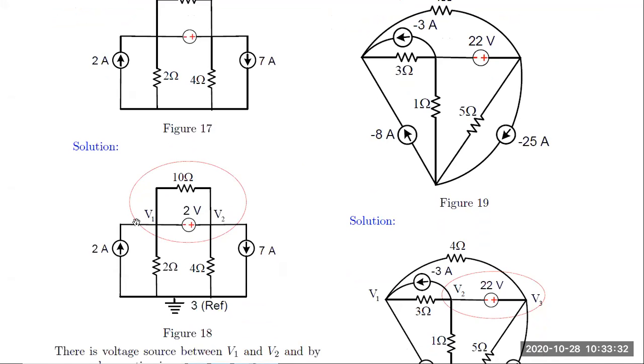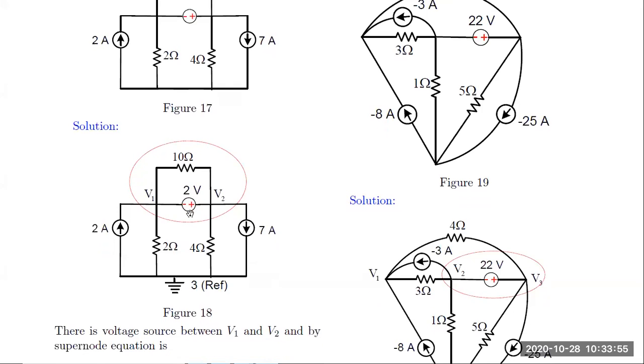There is an observation: between V1 and V2, there is a voltage source, and in parallel with this, we have a resistance. In such situations, we are going to use this supernode concept. So, how to write the equation for this supernode?